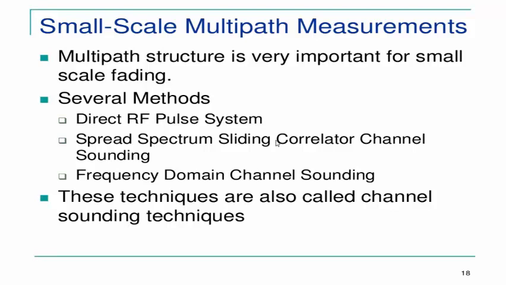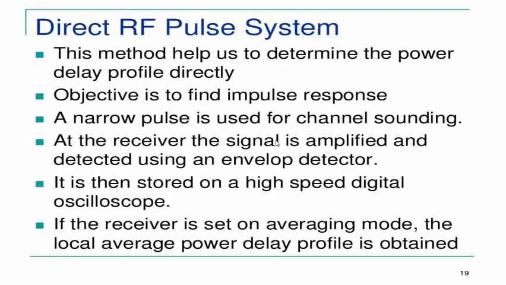Multipath structure is very important for small scale fading, so different methods are there. The first one is the direct RF pulse system. The second method is paired spectrum sliding correlator channel sounding, and the last sounding technique is frequency domain channel sounding. These techniques are called channel sounding techniques to check the behavior of the radio channel.